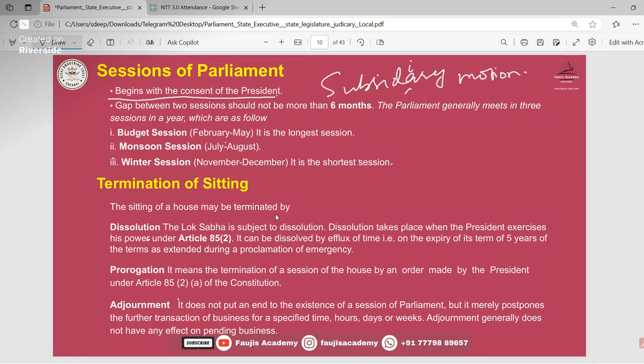This motion by itself has no meaning, and it cannot state the decision of the House without reference to the original motion, right? So it does not have any importance by itself. It can have its importance or originality only with reference to the original motion.